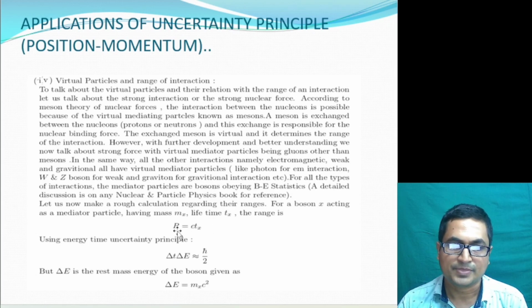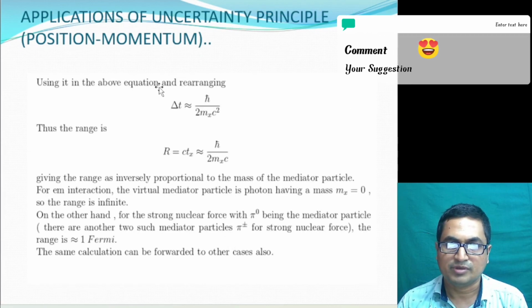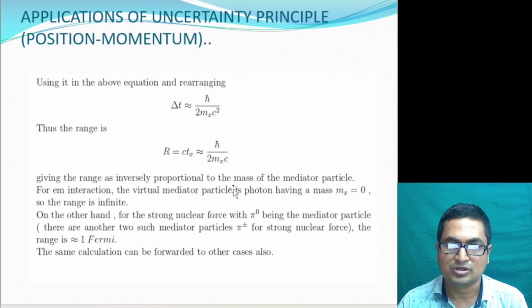So this is its range, and now using the energy-time uncertainty principle, this is equal to h bar by 2, and as we know, since this del E is nothing but the rest mass energy, the rest mass energy of the boson is del E equal to mx c square. So using all this, we find that del t equal to h bar by twice mx c square, and the range is thus, just putting the value of del t, which represents tx, r is equal to h bar by twice mx c. Using these values, in the case of electromagnetic interaction where the photon is the mediator particle, mx is equal to 0, and if you put mx equal to 0, then its range is infinity.